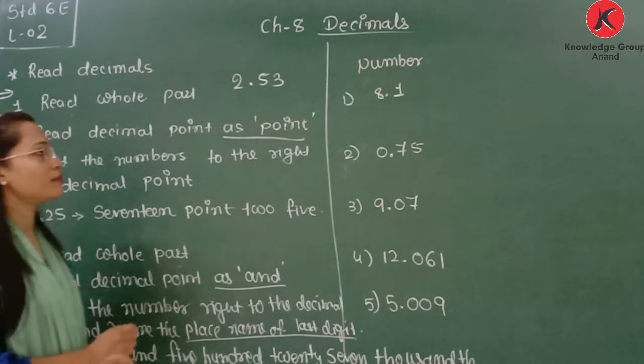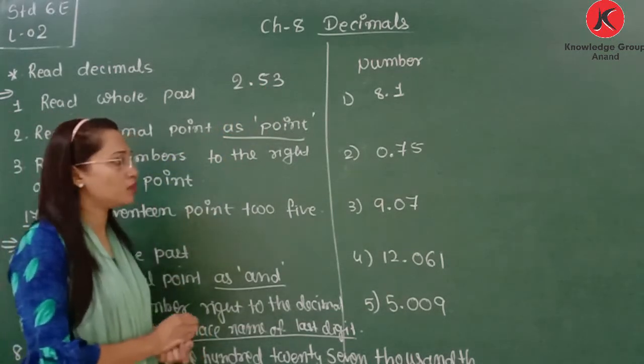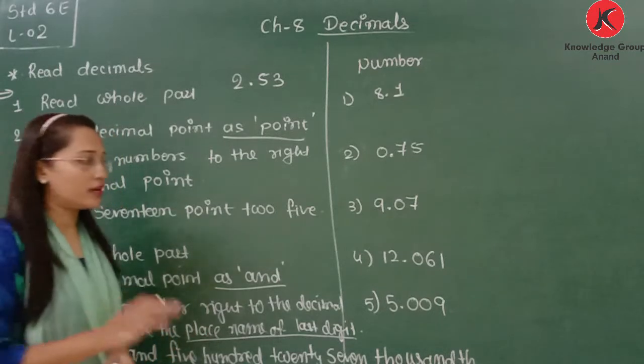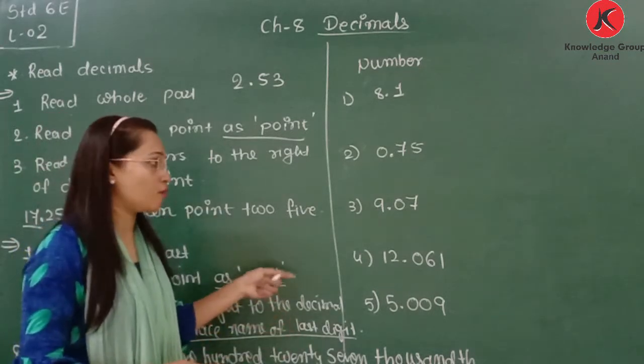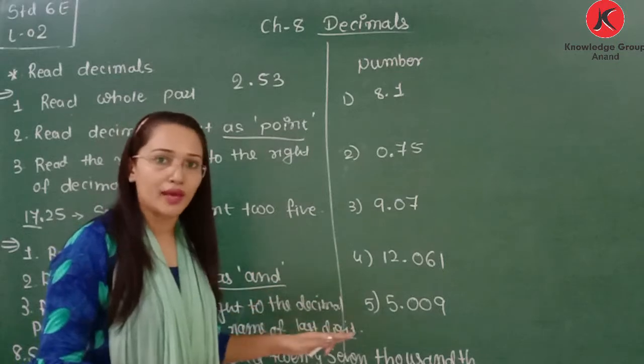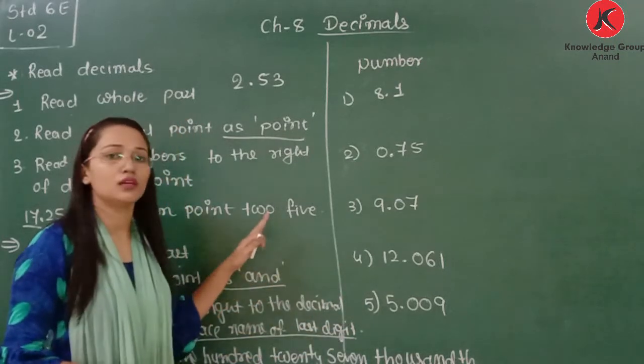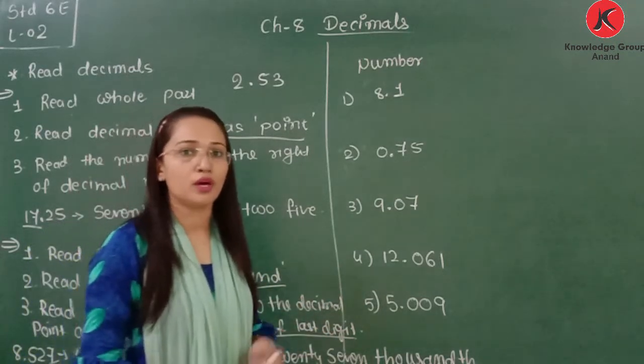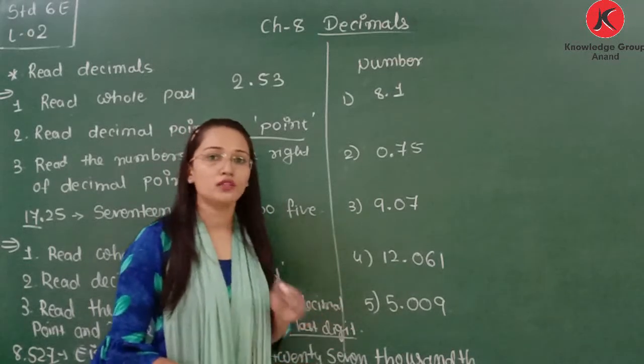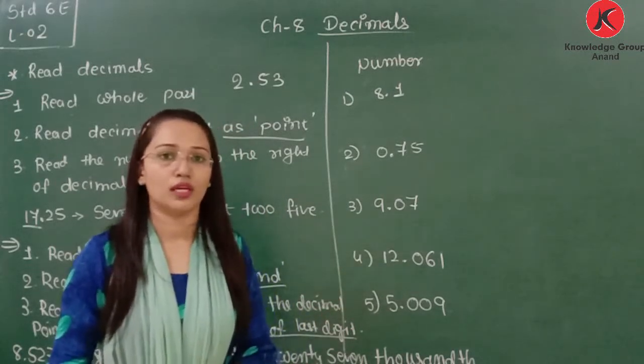So let's solve some examples in which we need to write the place value. Today we will write the place name of the digits in both methods. Here we are writing the name of the decimal number using both methods, but in the exam you need to write in only one method.